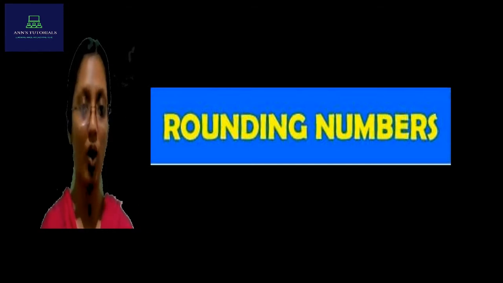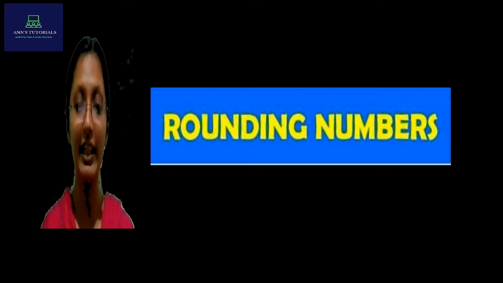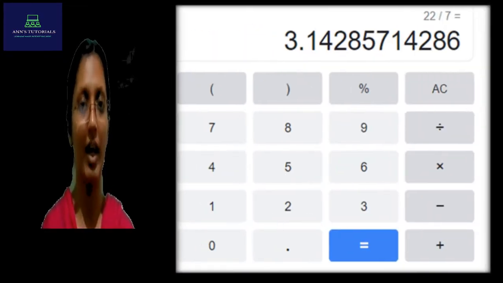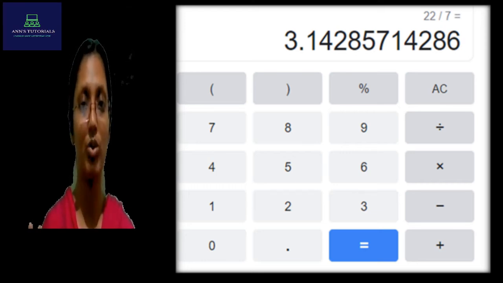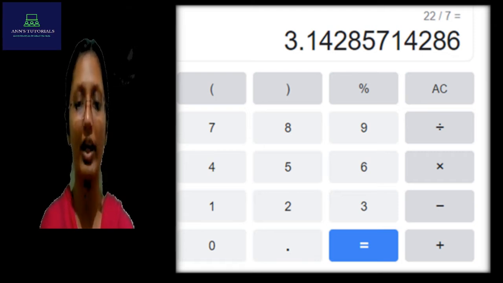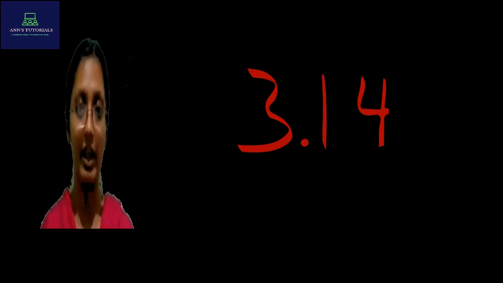To know what rounding is, let us take some examples of where we are using it in our daily life. For example, if we need to calculate the value of a fraction like 22 divided by 7, the calculator gives us the answer 3.14285714286 and so on. There are a lot of numbers to the right of the decimal point. But don't you think we can shorten these numbers to write an estimate like 3.14? Yeah, that's where we use rounding.